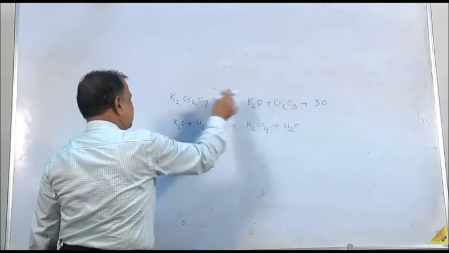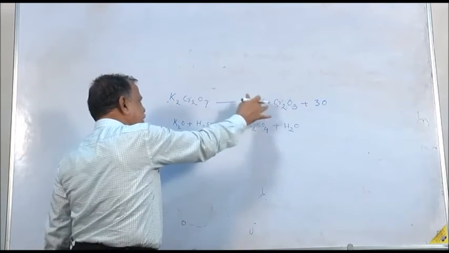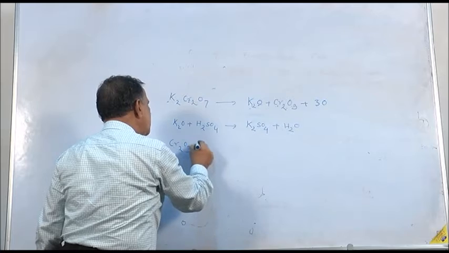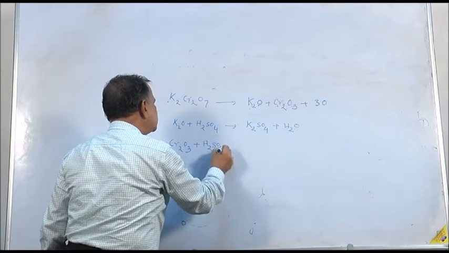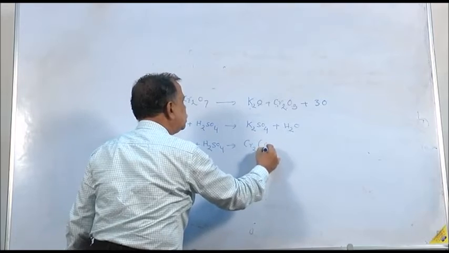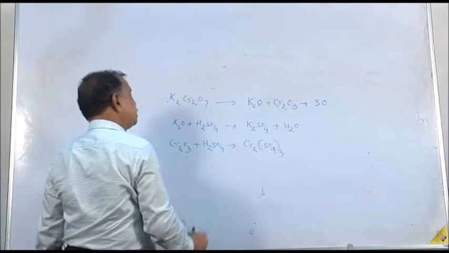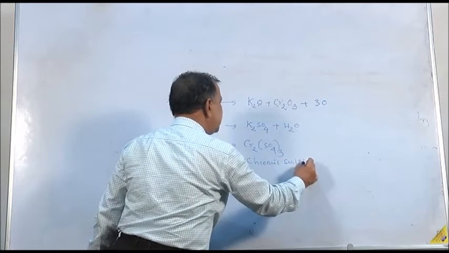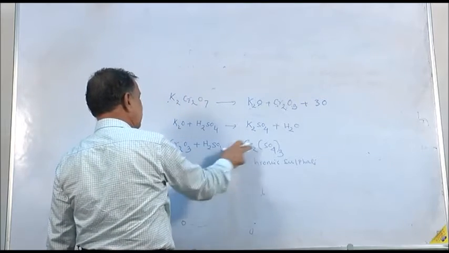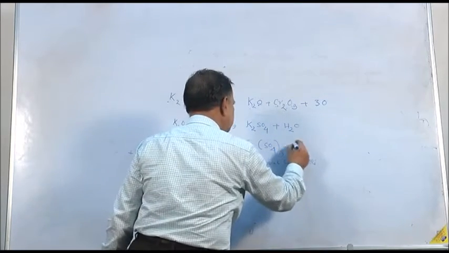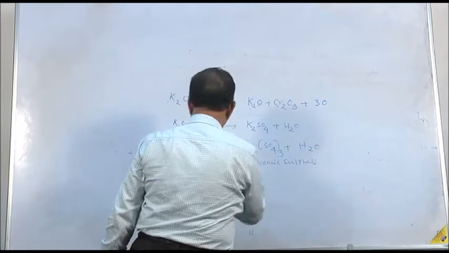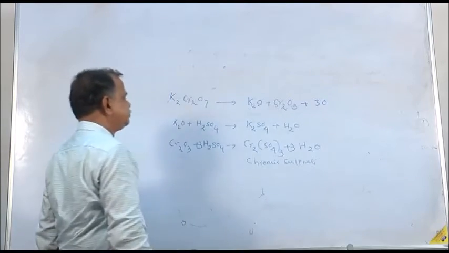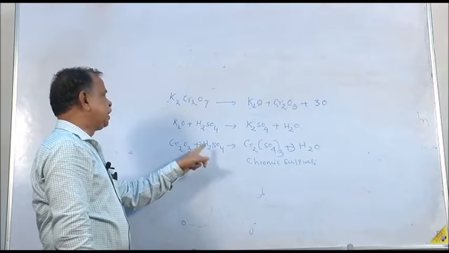Similarly, this part reacts with sulfuric acid, so we can break this one into partial K2O and Cr2O3. Cr2O3 plus sulfuric acid we get Cr2(SO4)3, chromic sulfate. This is called chromic sulfate. Plus H2O. This 3H2O, 3O is there, SO4 3, we may write it so each part is balanced easily: Cr2(SO4)3 plus 3H2O.